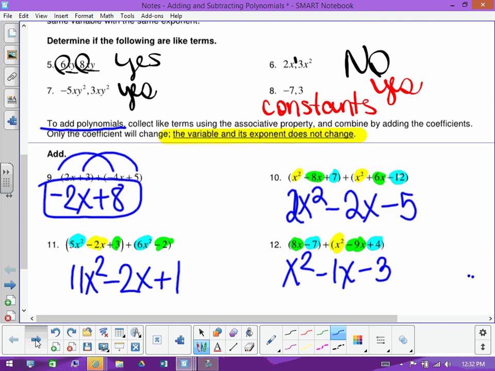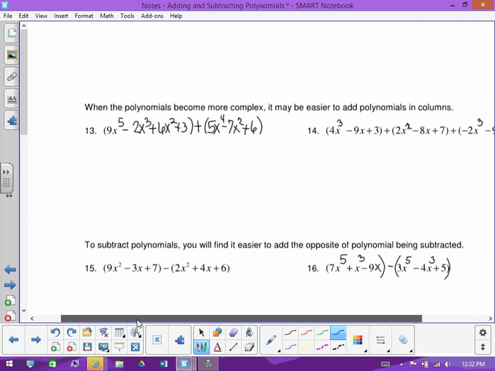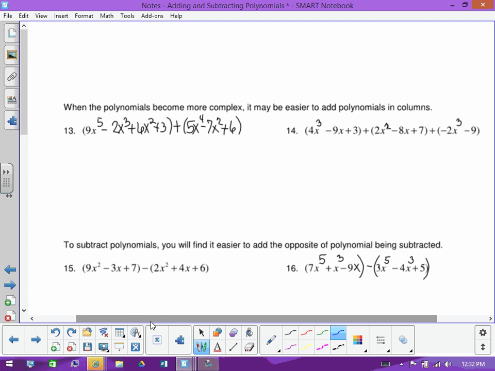Okay, look on the back. You know it has to be a little more difficult. Here's the top that says when polynomials become more complex, it may be easier to add them in columns. This is an option. Over on the other page, you can draw arrows, you can use a highlighter, or whatever. You can do the same thing here. Or, something that may be a little bit easier is to do it in columns.